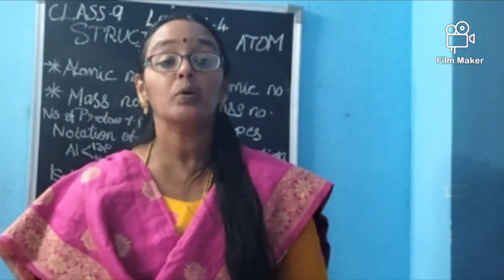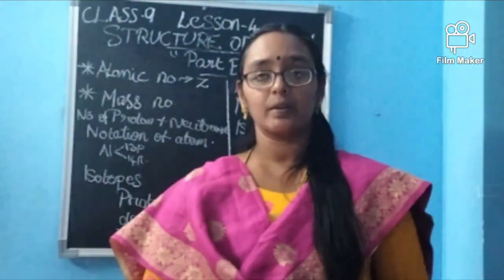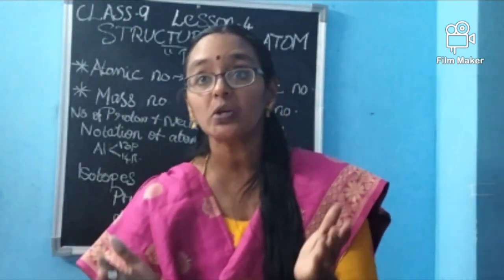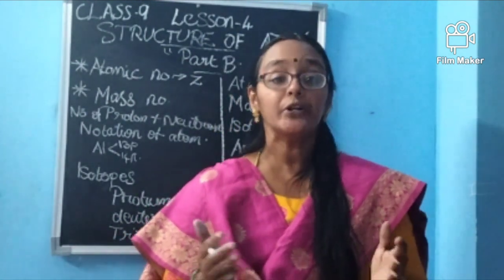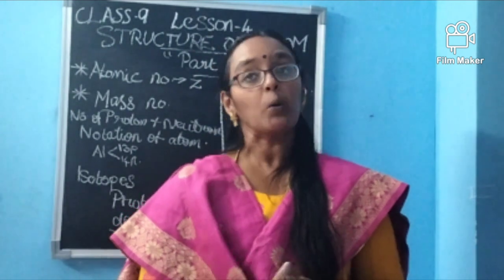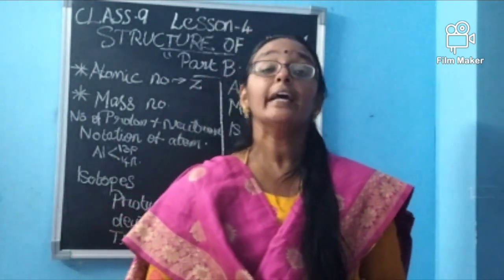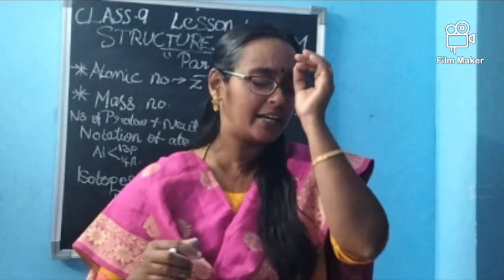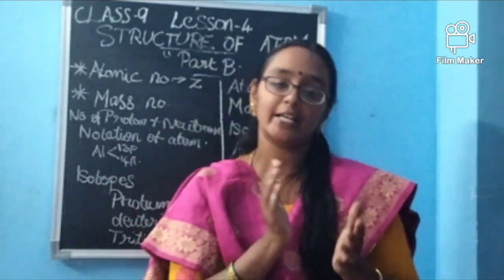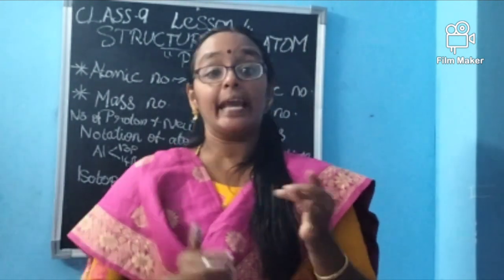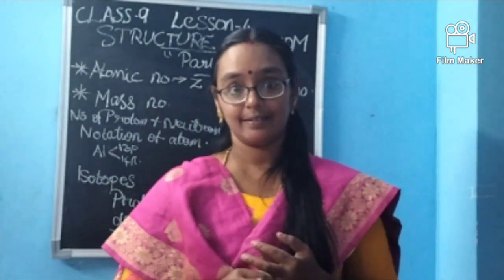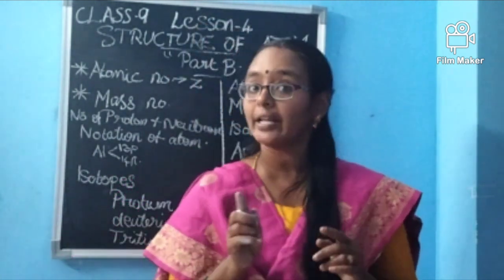Then we are moving to the mass number. What is mass number? It shows the mass of the atom. As I told you, the mass of the atom is mainly due to the sum of the mass of protons as well as neutrons. We are not considering electrons because the mass of the electron is negligibly small. Is there any atom without a neutron? The answer is yes. Hydrogen does not have a neutron.